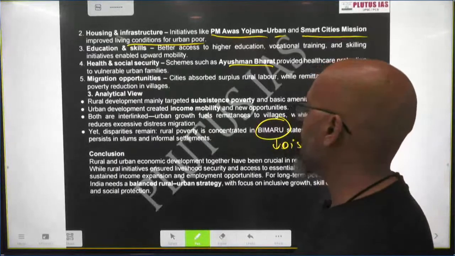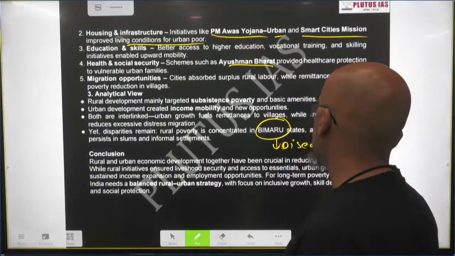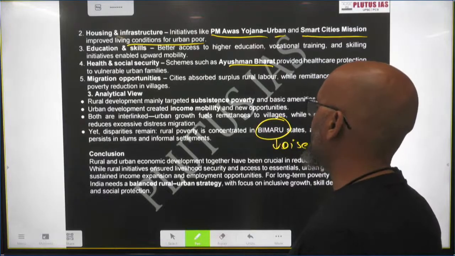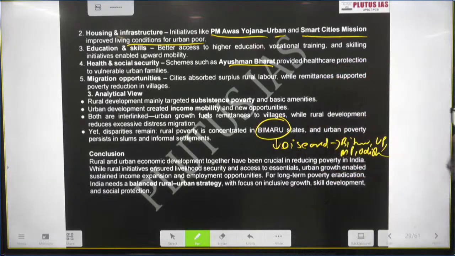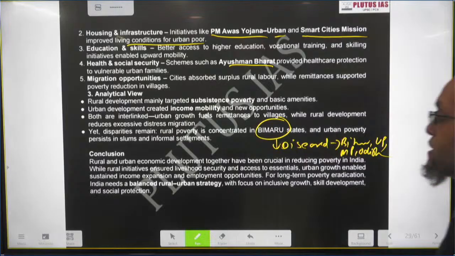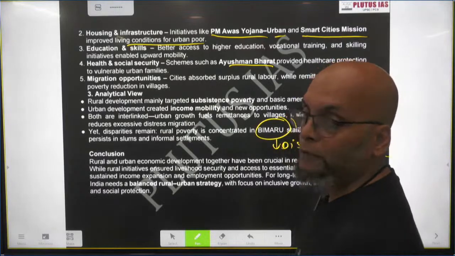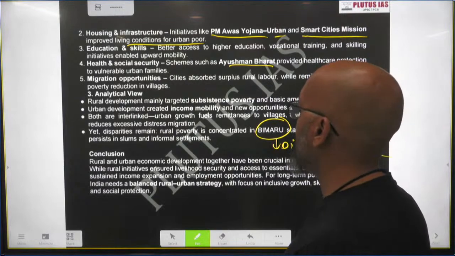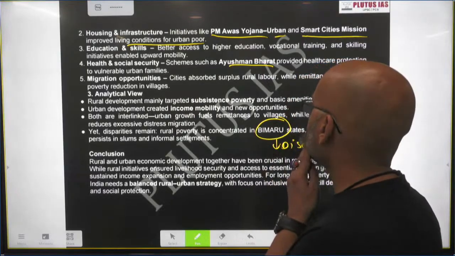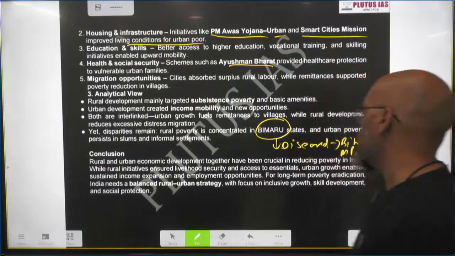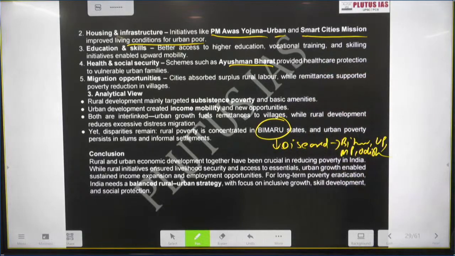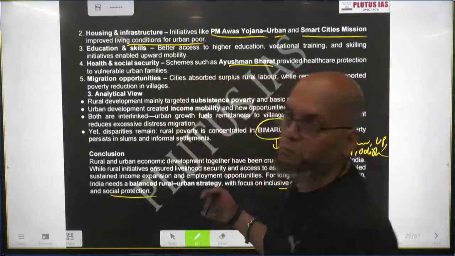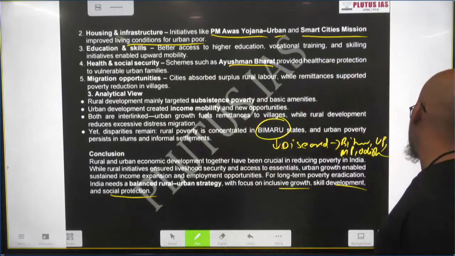Conclusion: rural and urban economic development together have been crucial in reducing poverty in India, while rural initiatives ensured livelihood, security, and access to essentials. Urban growth enabled sustained income expansion and employment opportunities. For long-term poverty eradication, India needs a balanced urban-rural strategy with focus on inclusive growth, skill development, and social protection. So this is way ahead. We have to do many more things so as to curb poverty properly.